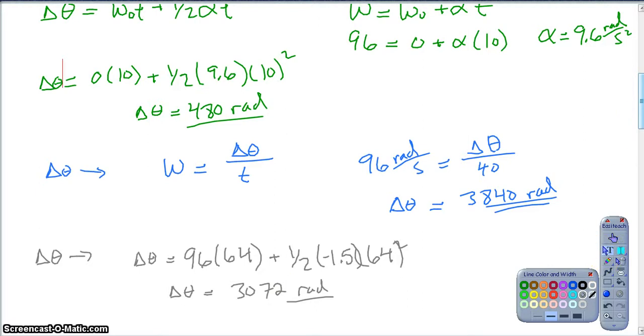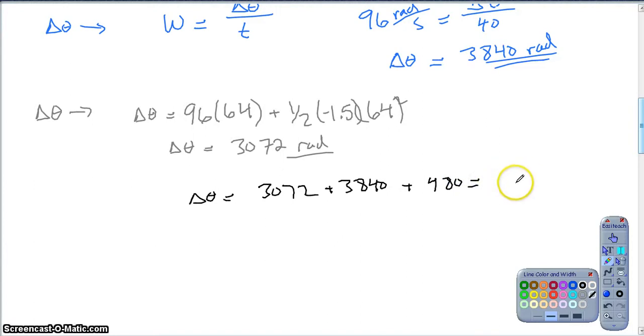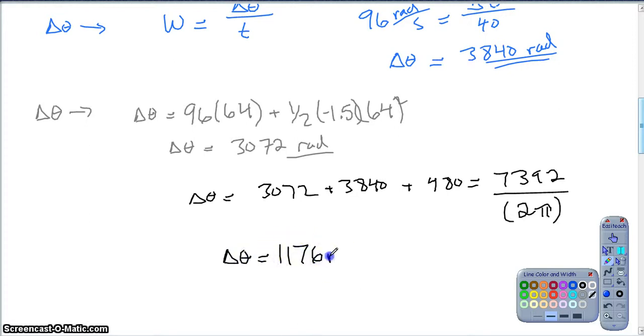So then the total number of radians that I do, obviously, is just the sum of all of those together. So I add up my total number of radians, which again was the 3,072, the 3,840, and then finally the initial amount there, which was just 480. So the total number of radians would be 7,392, but keep in mind this is in terms of radians. If I want that in revolutions, I need to divide by 2 pi. So the number of revolutions that I end up making is about 1,176 revolutions.